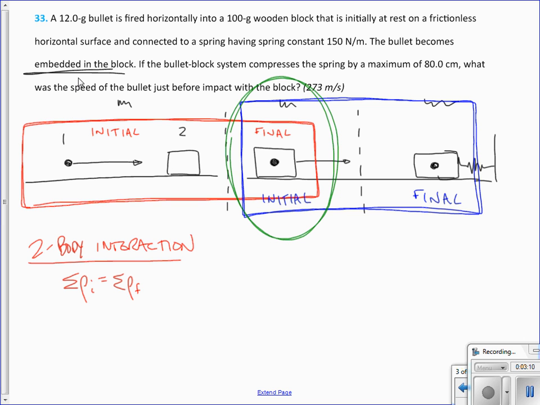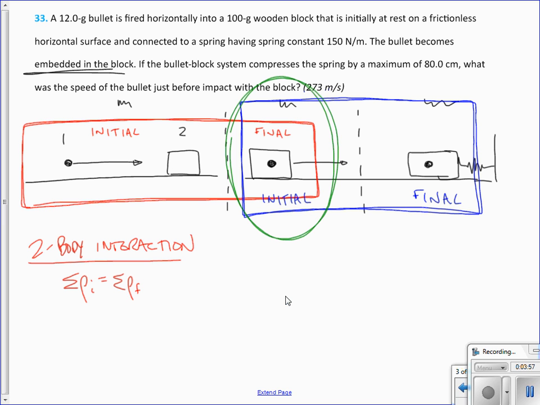Now let me back up a step, because if we look at this second part, the part in blue, this is no longer a two-body interaction. It's not 2 objects that are still exerting forces on each other. This is a case where we trade velocity. We trade the velocity of this thing for compression of a spring over here. So we trade one kind of energy for another kind.